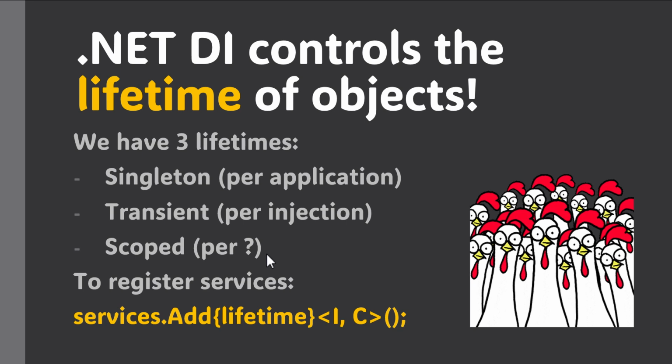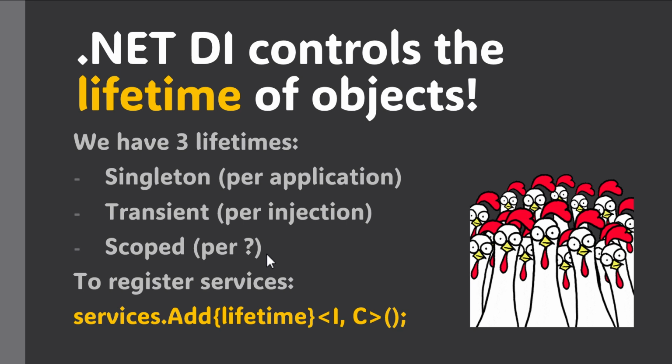That's really matter to know. And then another one is transient. Transient is per injection. Every time that we ask the service provider to give me an instance of the transient service, it will create a fresh instance for us.